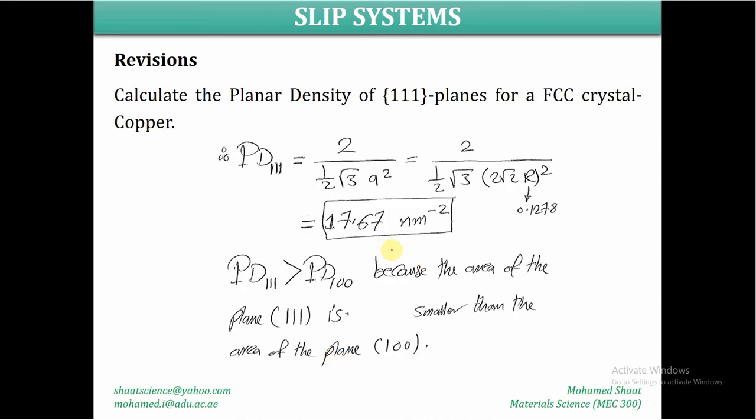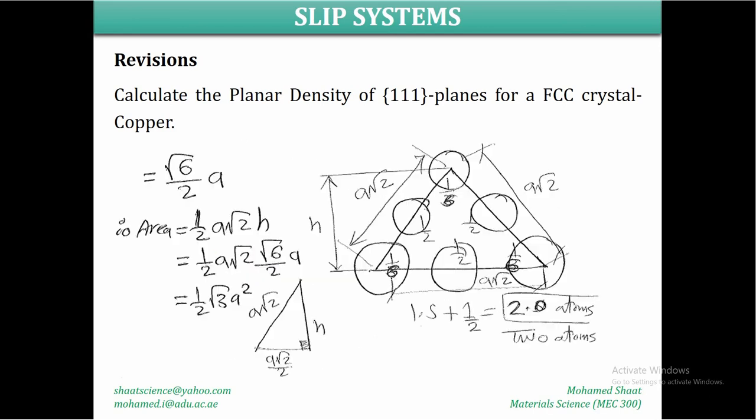So as you can see, if we compare the planar density of the 111 plane to the 100 plane, we find the planar density of the 111 plane is bigger. This means that the 111 plane is more dense. It has a bigger density in terms of the atomic packing. It means that the slip plane is most likely to be the 111 plane, not the 100 plane. You got my point?